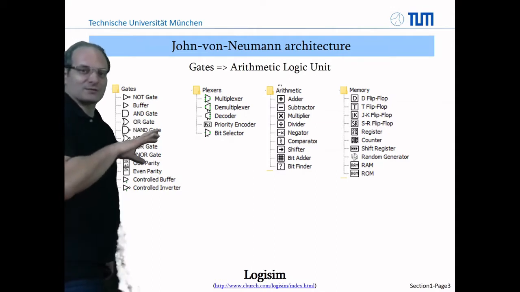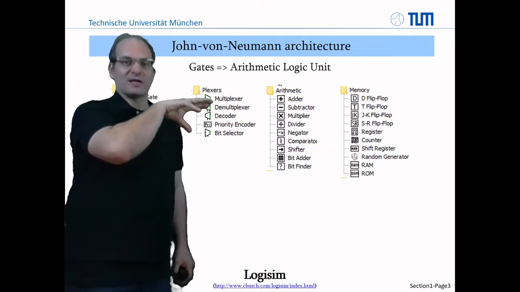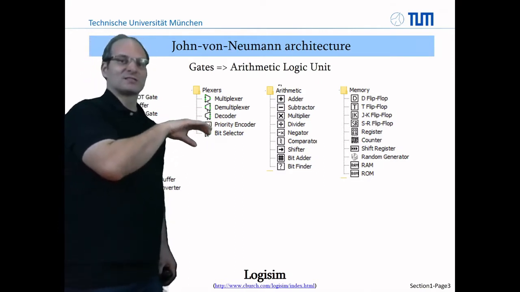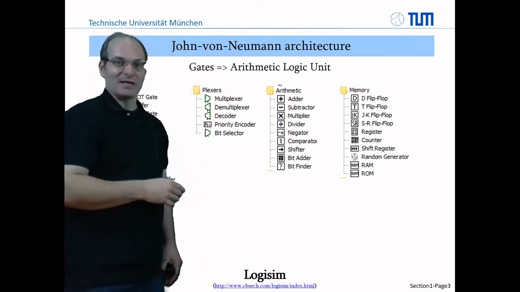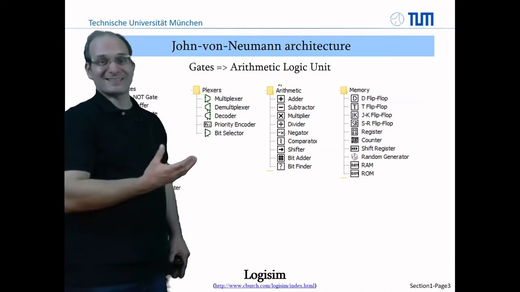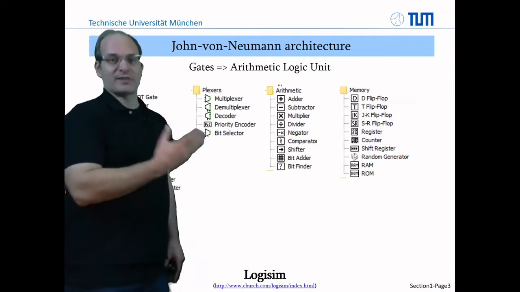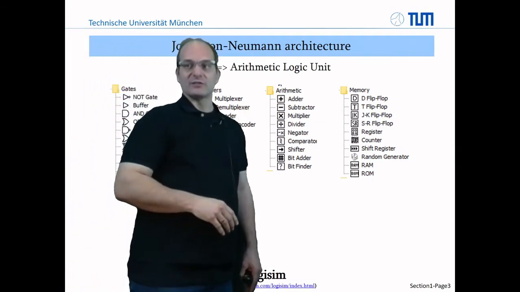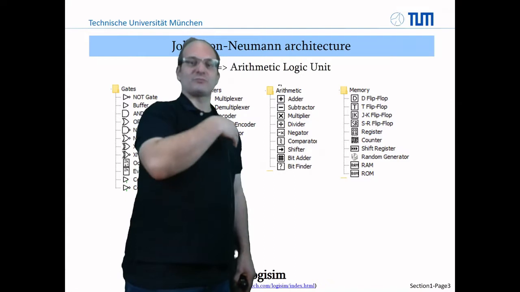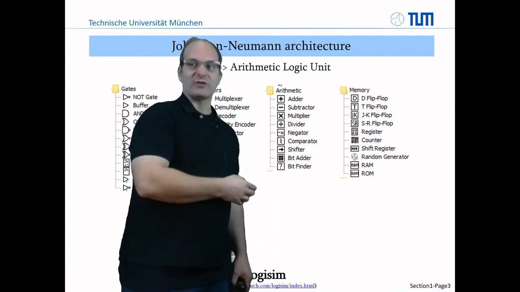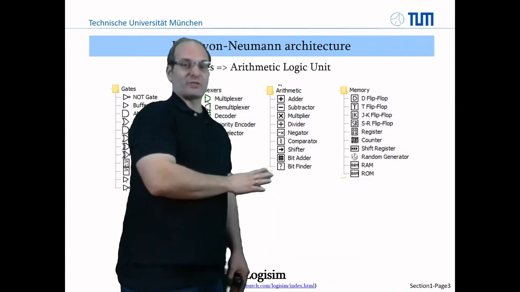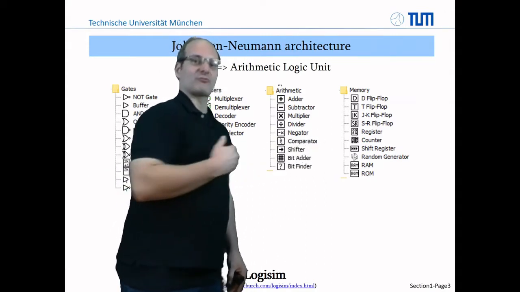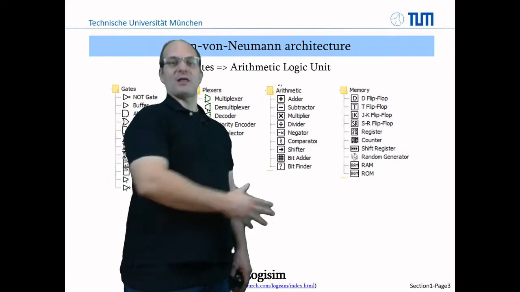With these things, we can create higher level equipment like multiplexers, demultiplexers, decoders, all of this stuff, so that we can identify different inputs and that we can select these different inputs. And with this stuff, we can also create adders. So we can create an adder, a subtractor, a multiplier, a divider, a negator, a shifter, which shifts the bits in one direction across the byte, for example, things like that.